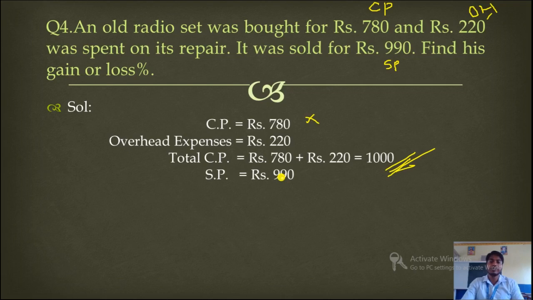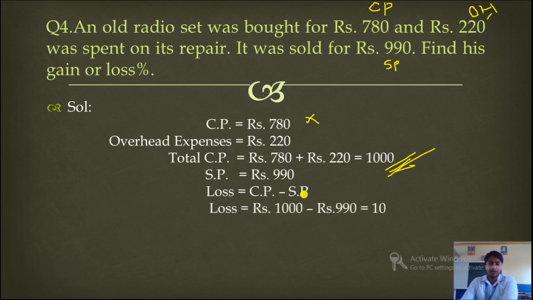Okay, that means there is loss. Then we have to find out first loss. Loss is equal to CP minus SP. Now put the value. Loss equal to CP 1000 and SP 990. When we subtract, we'll get here 10. So 10 is the loss here.